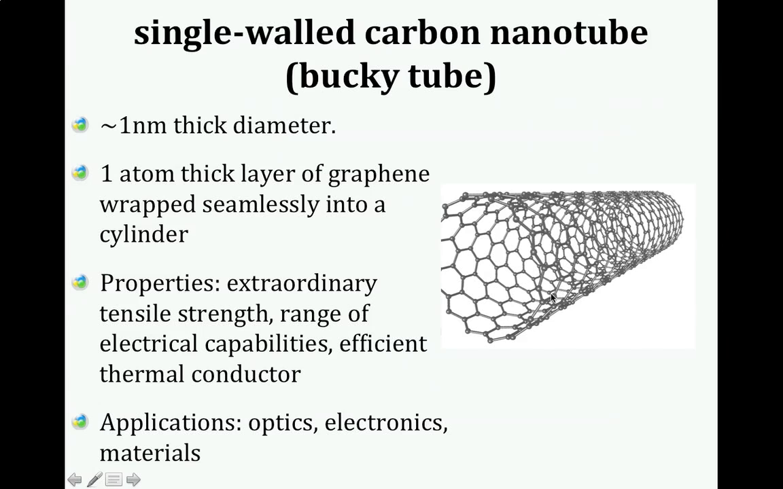We've got just one carbon here bonded to three other carbons in a grouping of six, and those are just one layer thick. Some properties: it's got extraordinary tensile strength, so we can pull and bend it to great degrees before it'll break. It has a range of electrical capabilities, and it's an efficient thermal conductor. And so it has great applications in optics, electronics, and in other materials.